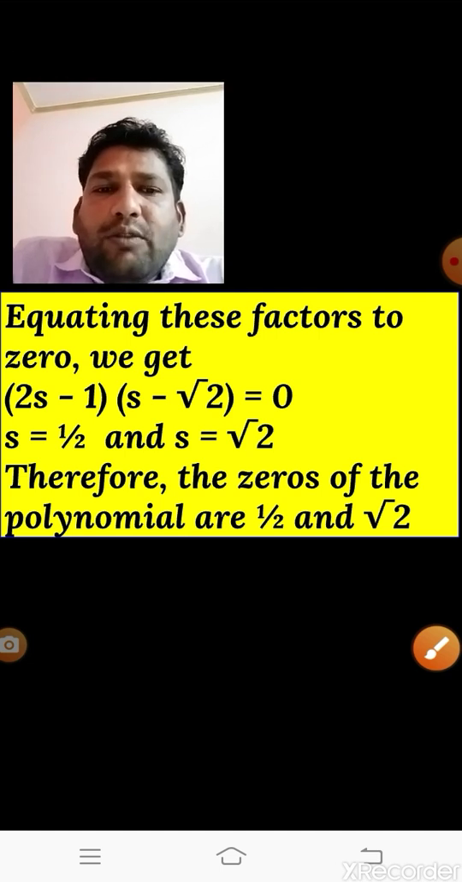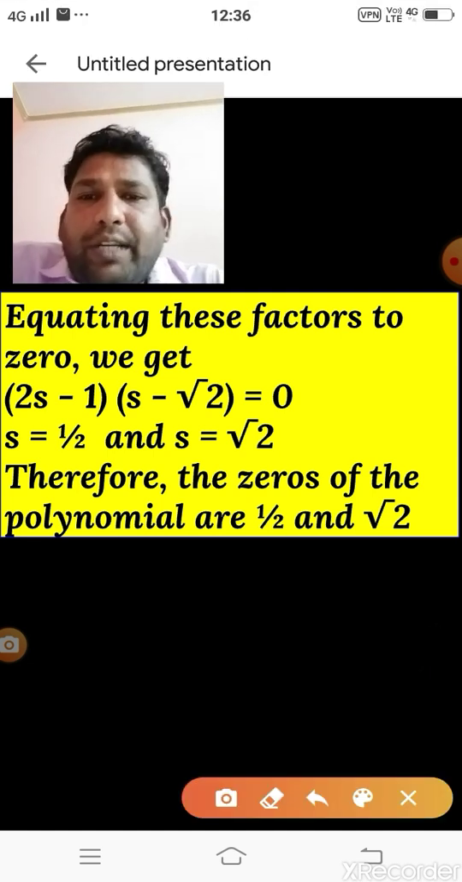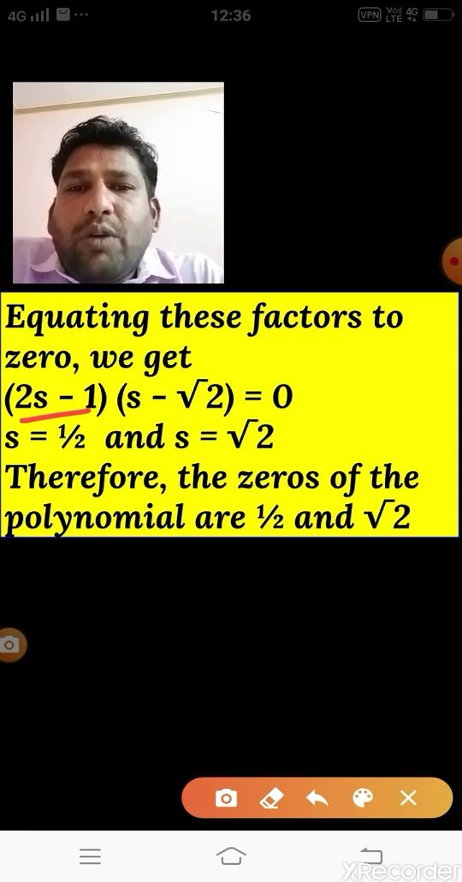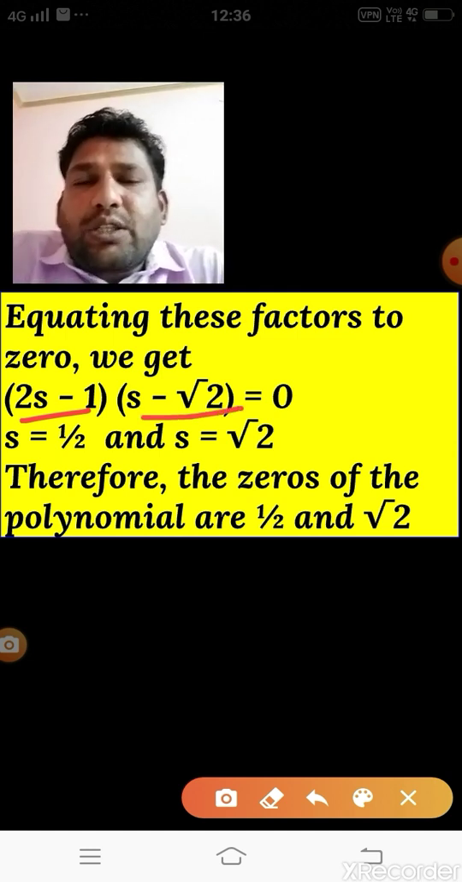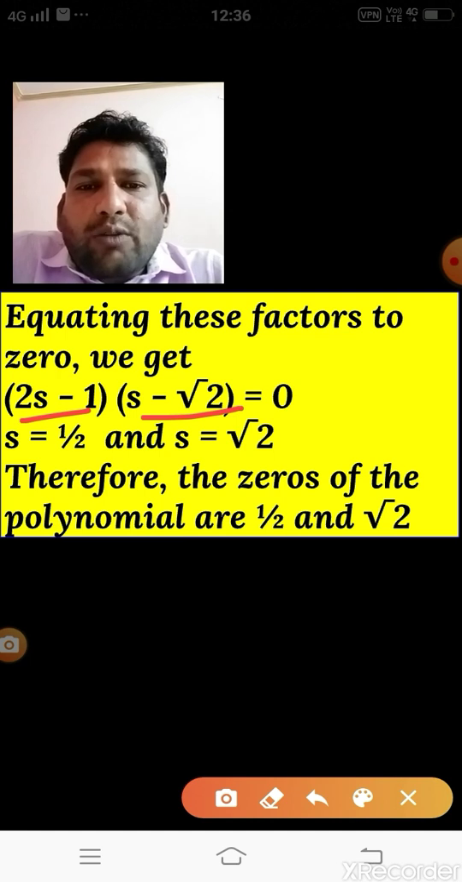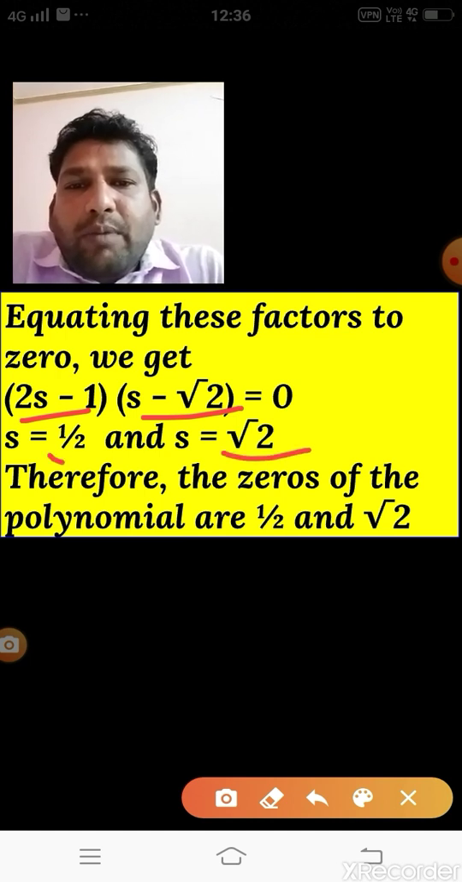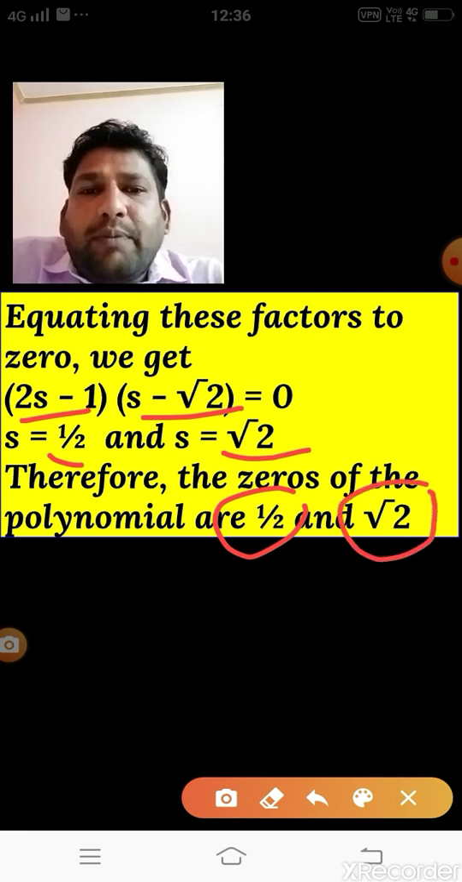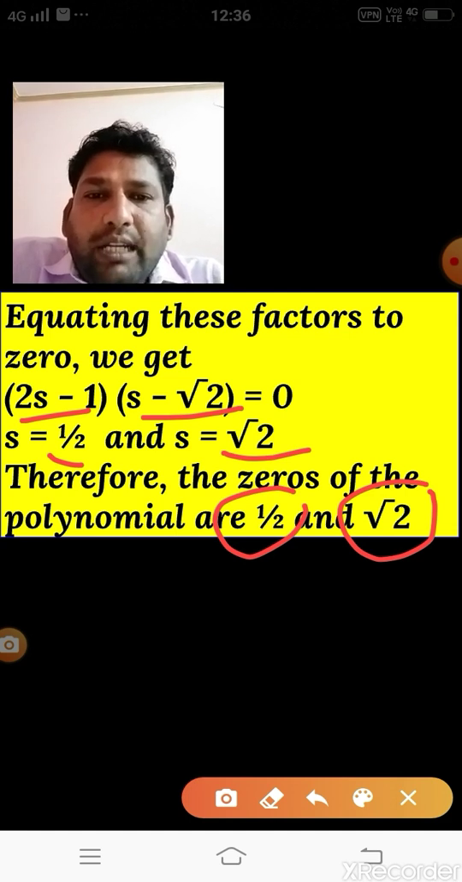Then how will you get the values? By equating these factors to 0. If you equate 2s minus 1 to 0, we get s equal to 1 by 2, and if you equate s minus root 2 to 0, we get s equal to root 2. So 1 by 2 and root 2 are the two zeros of this quadratic polynomial, meaning these are the values of alpha and beta. Now we have to show the relation, whether the sum of these two is equal to minus b upon a or not.